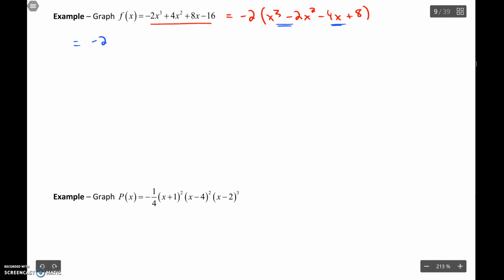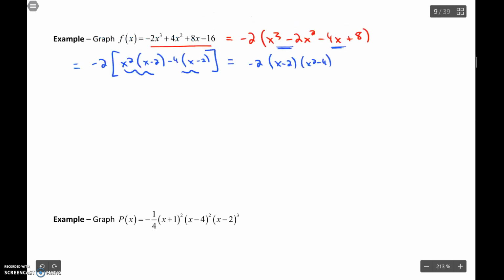-2, nice big bracket. I'm going to take an x squared out of the first two, leaving me with an x minus 2. -4 out of the second two, leaving me with an x minus 2. Which leaves me with a -2, and then take an x minus 2 out of those two terms: x squared minus 4. Oh my goodness, one more step.